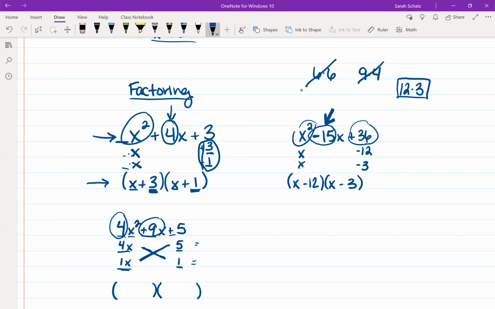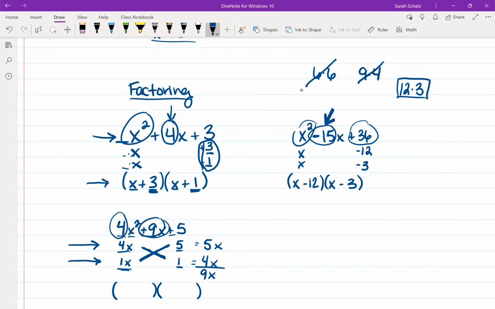Okay, let's try the cross products this time. 4x times 1 is 4x. x times 5 is 5x. You guys, I think we got a winner. 5x plus 4x is 9x. That is exactly what I'm looking for. So it works on the cross product, which means not only do I have the right numbers, I have them in the correct order.